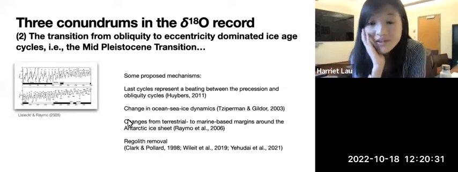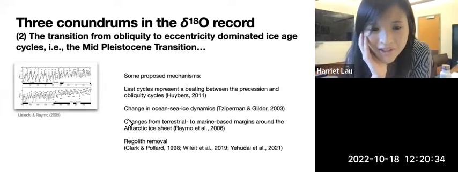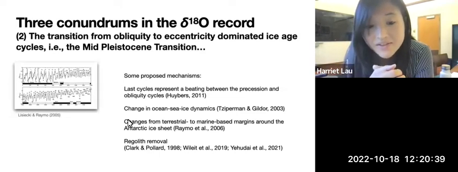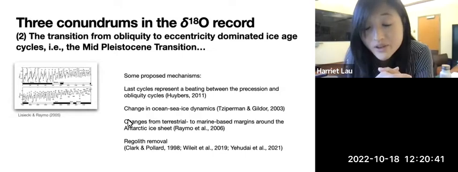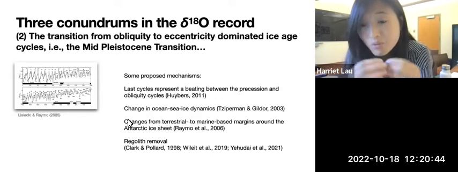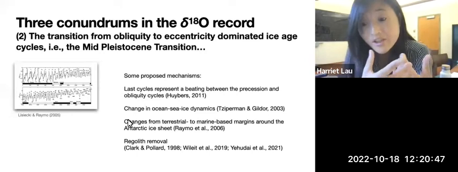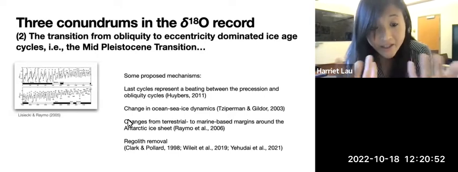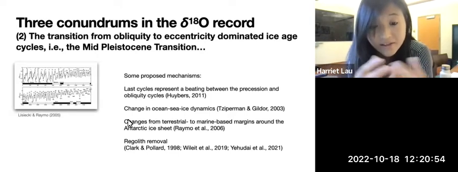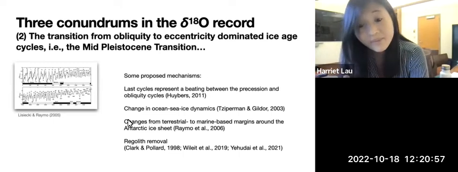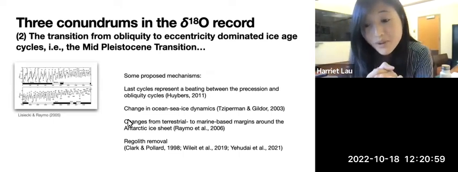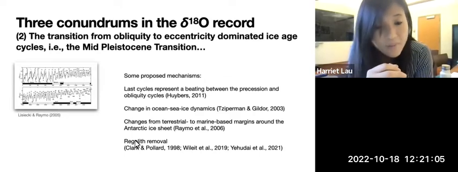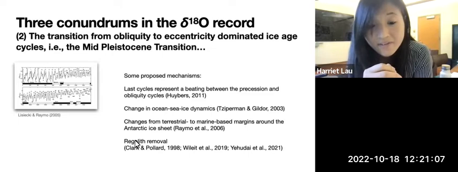And so there have been some proposed mechanisms, but no real convergence. Peter Hoybers argues that the shift actually represents perhaps a beating between the 20 and the 40,000 year precession and obliquity cycles, rather than a fundamental switch to responding to the eccentricity cycle. Changes in ocean sea ice dynamics and switches from terrestrial to marine-based ice sheet margins have also been proposed to drive the switch. Most recently, the regolith removal hypothesis has been revived.